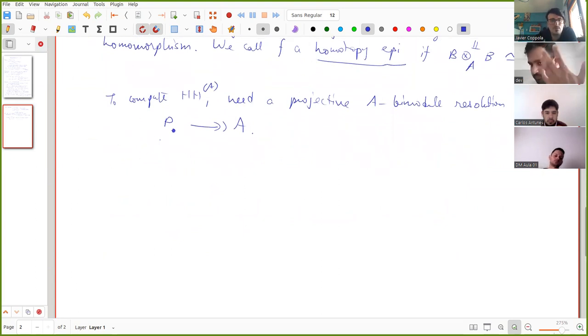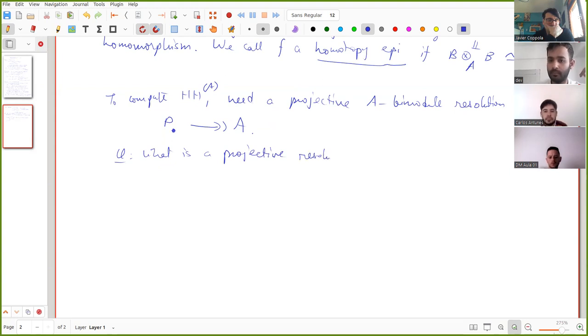Now, as I said, this might be impossible to do. Often when we want a projective resolution, we might want a short projective resolution. Otherwise, you don't get any information out of what you set out to compute. So the question is, what is a projective resolution of B, given some algebra homomorphism F from A to B?